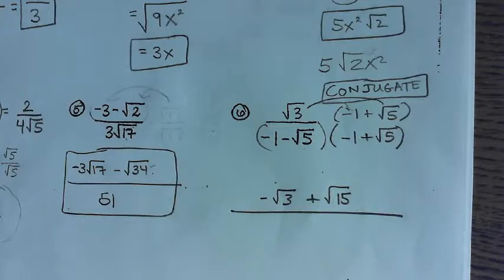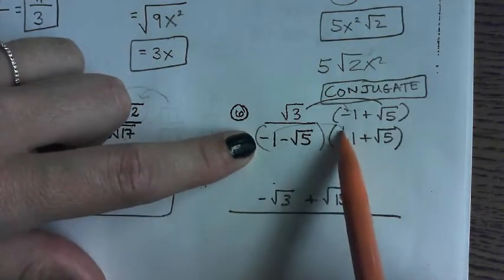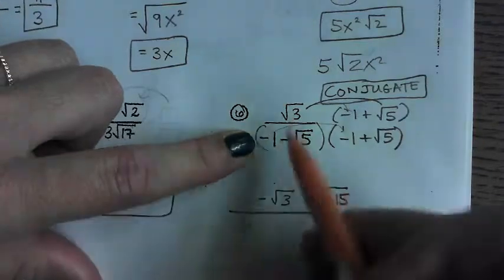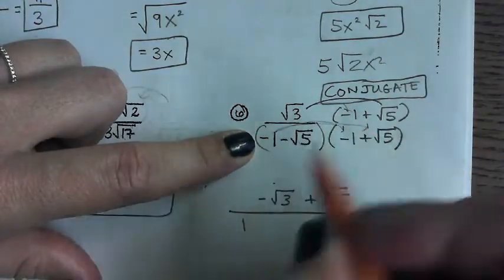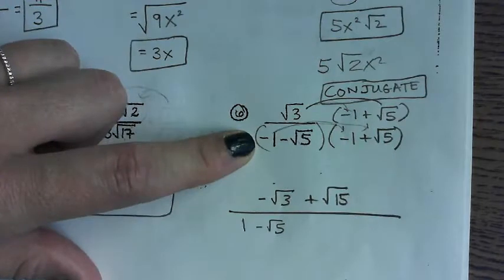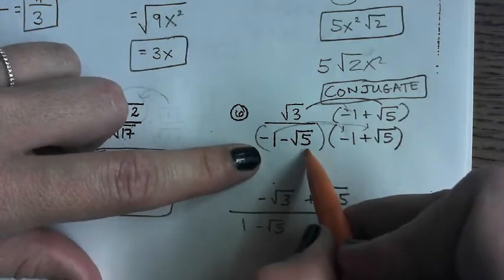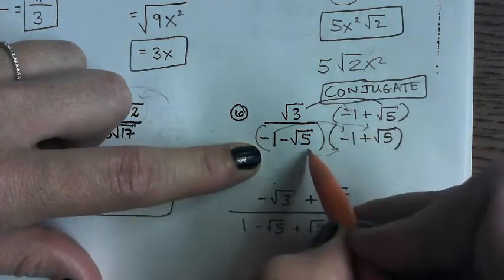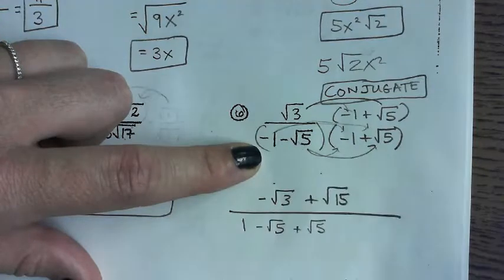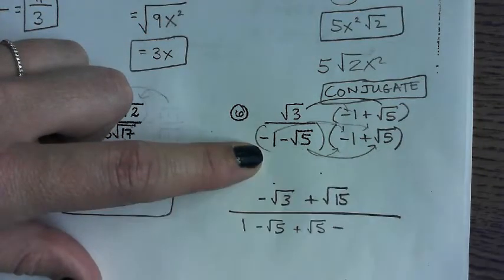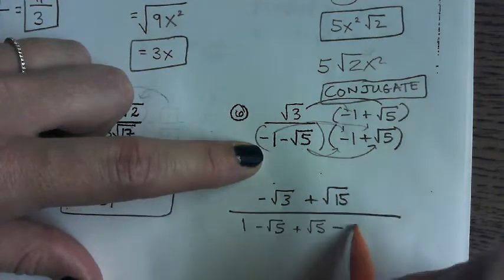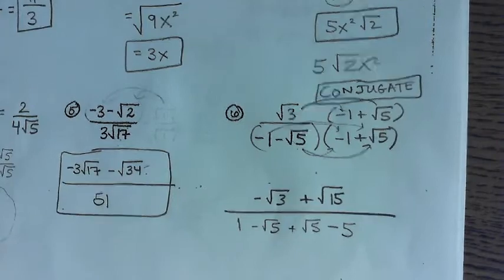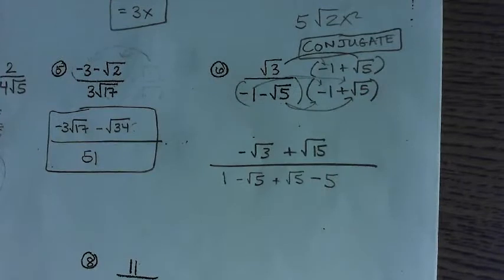Denominator, we have to FOIL. Negative 1 times negative 1 is 1. Negative 1 times root 5 is negative root 5. And your inners, negative root 5 times negative 1 is a positive root 5. And negative root 5 times positive root 5 is negative 5, right? Root 5 times root 5 is just 5. Are my radicals gone in the denominator? Not yet, but what do you notice about them?